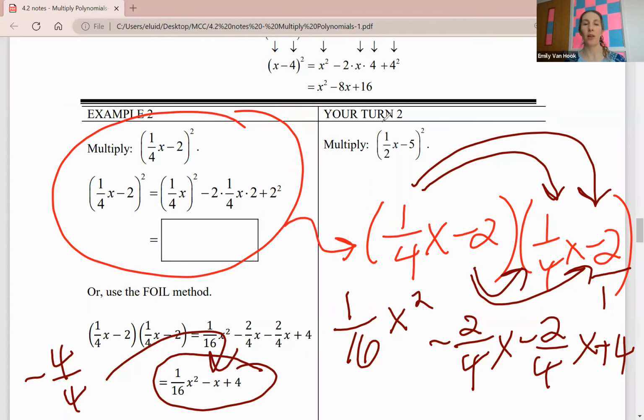Okay, so that's where that final answer comes from: 1/16 x squared minus 1x plus 4. Okay, so what you just saw was the FOIL method. Pause here if you need to. I'm about to erase and then do this problem again using the actual formula for squaring a binomial.